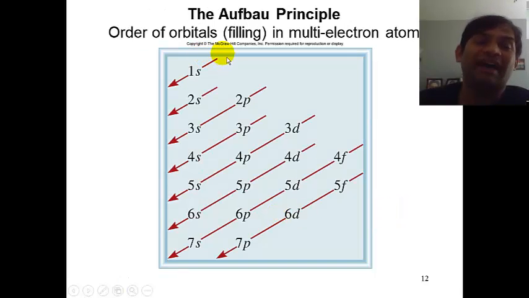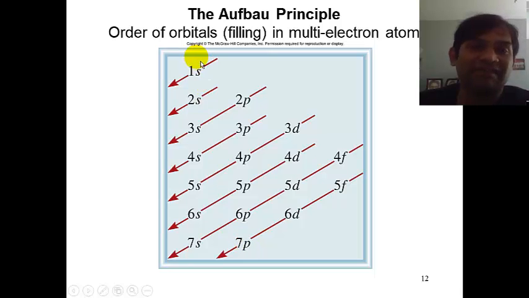This is how you would want to memorize the order of filling: 1s, then 2s, then 2p, 3s, then 3p, 4s, then after 4s is 3d, 4p, 5s, and then after 5s is 4d, 5p, 6s, and then after 6s you start going to the lanthanides, 4f, 5d, 6p, 7s, and then after 7s you have 5f, 6d, 7p.